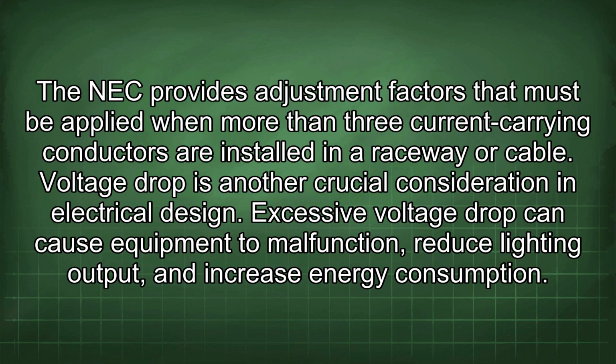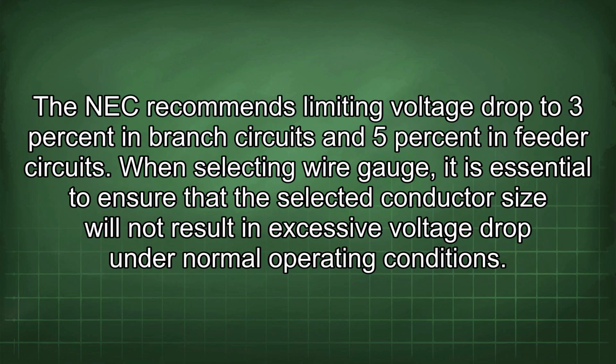Voltage drop is another crucial consideration in electrical design. Excessive voltage drop can cause equipment to malfunction, reduce lighting output, and increase energy consumption. The NEC recommends limiting voltage drop to 3% in branch circuits and 5% in feeder circuits. When selecting wire gauge, it is essential to ensure that the selected conductor size will not result in excessive voltage drop under normal operating conditions.